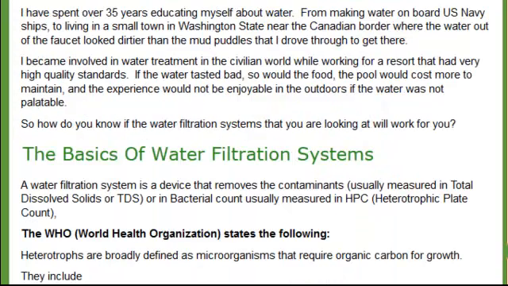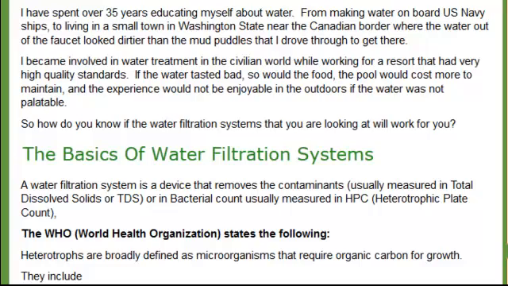I have spent over 35 years educating myself about water. From making water on board U.S. Navy ships to living in a small town in Washington State near the Canadian border, where the water out of a faucet looked dirtier than the mud puddles that I drove through to get there.